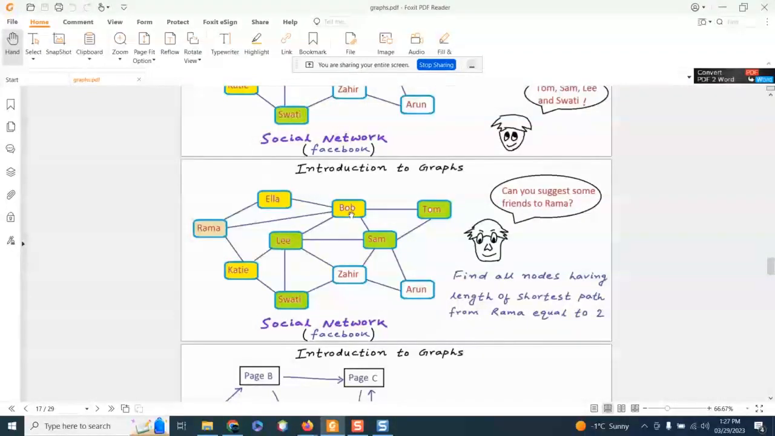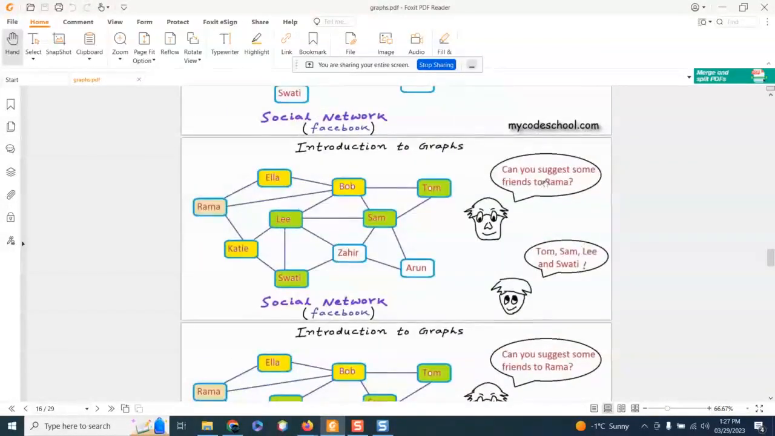Bob has a friend Lee, Bob has a friend Tom, Bob has a friend Sam, then Katie has a friend Lee, and Katie has a friend Swati. So what are the friends that can be suggested to Rama? With the shortest distance of 2, if you see the items in the green, and if you read these questions, can you suggest some friends to Rama?